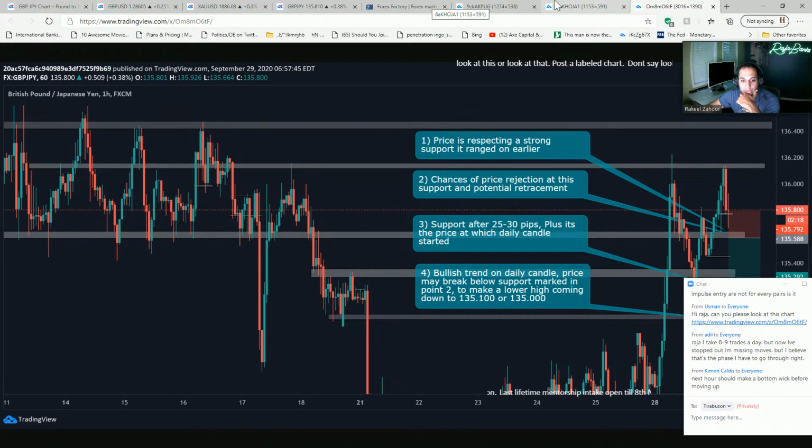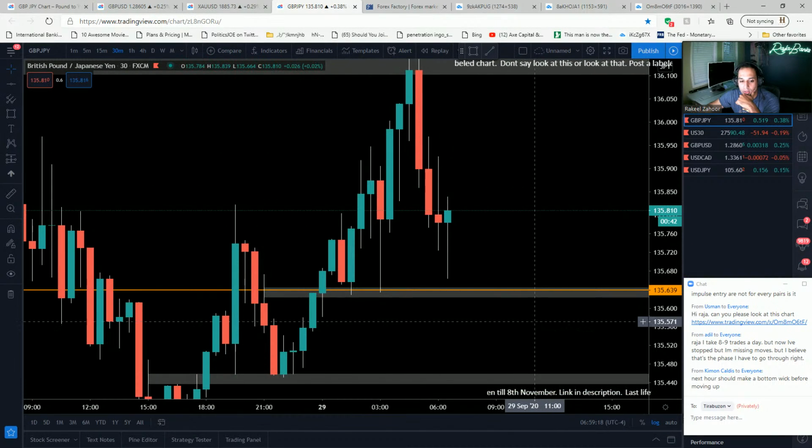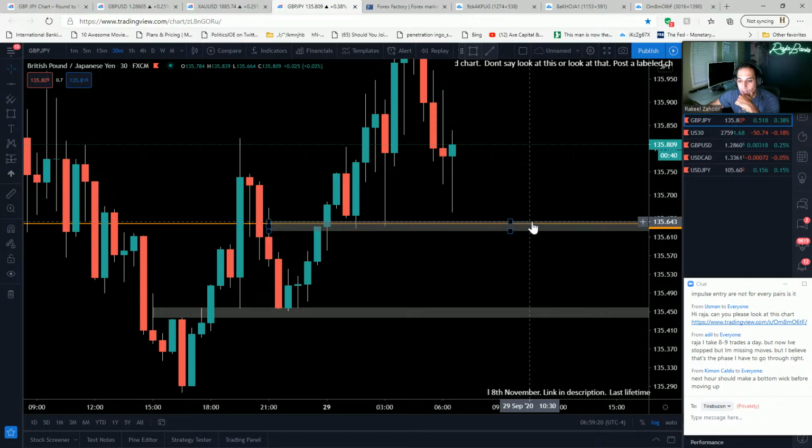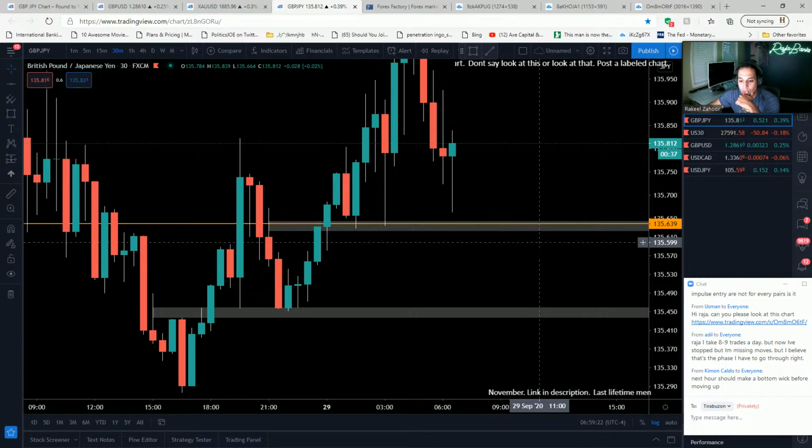Let's take a look at this chart. This is right over here. Chances of rejection of support, GJ 1 hour. Support after, okay. Yeah, after we break this, we can continue down to 135, 100, and 135 even. But we need to break below 135, 650 to go down towards 135, 450 and further bearish.